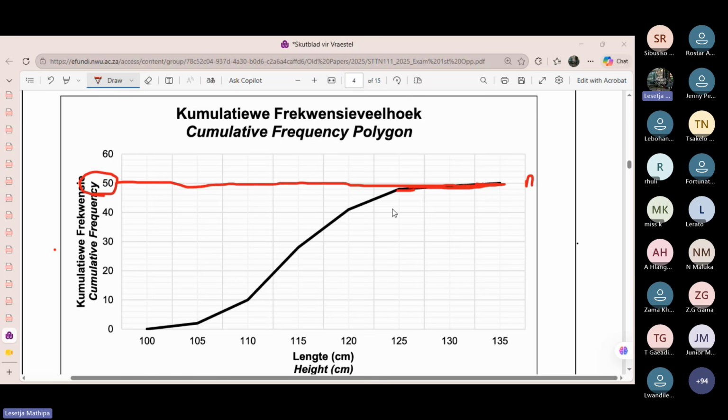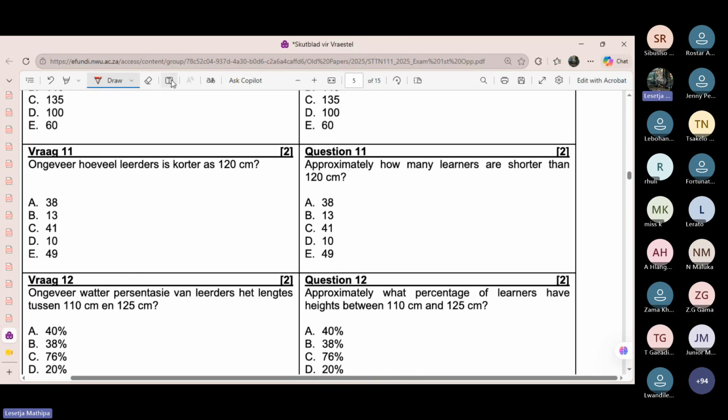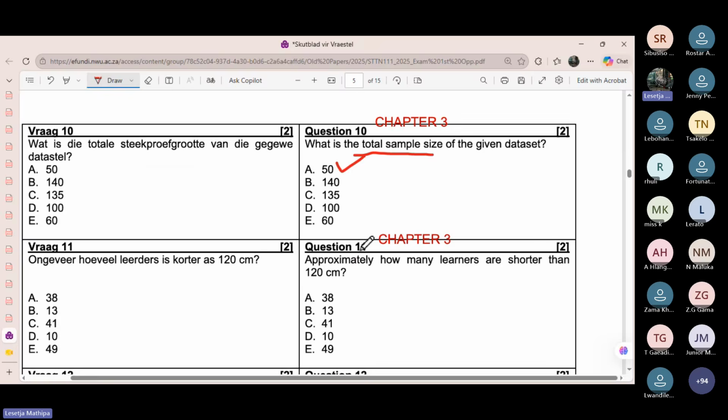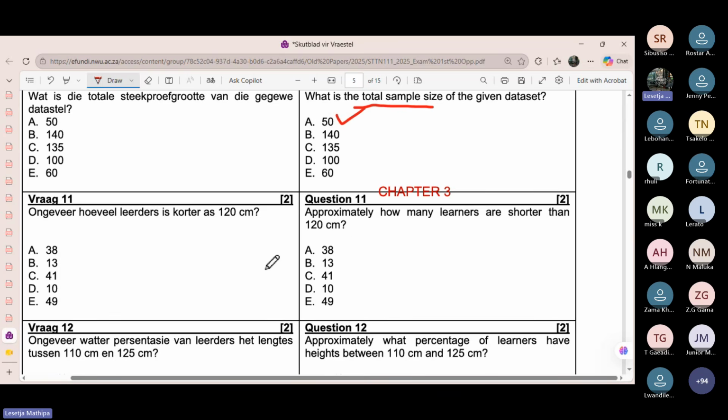Right. Okay, let's go to this one. All right, now let's move to question 11. Question 11 is based on chapter 3. With this kind of questions, like question 11 and question 12, make sure that you use a ruler to check when you estimate. Make sure that you use a ruler. So let's look at this one.